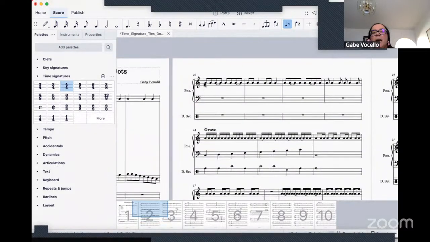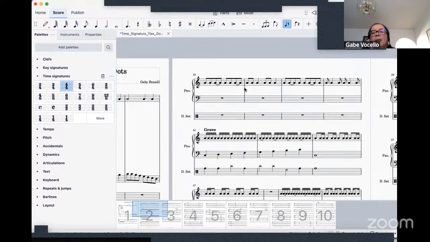Here it is, so this is the same as this. It's just a different way to write. Two tied eighth notes equal one quarter note.